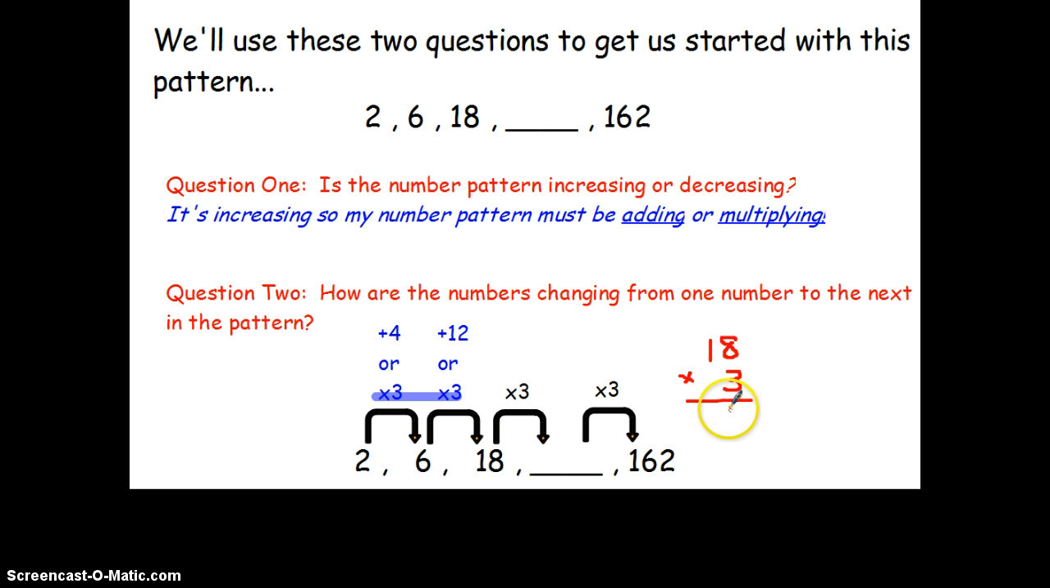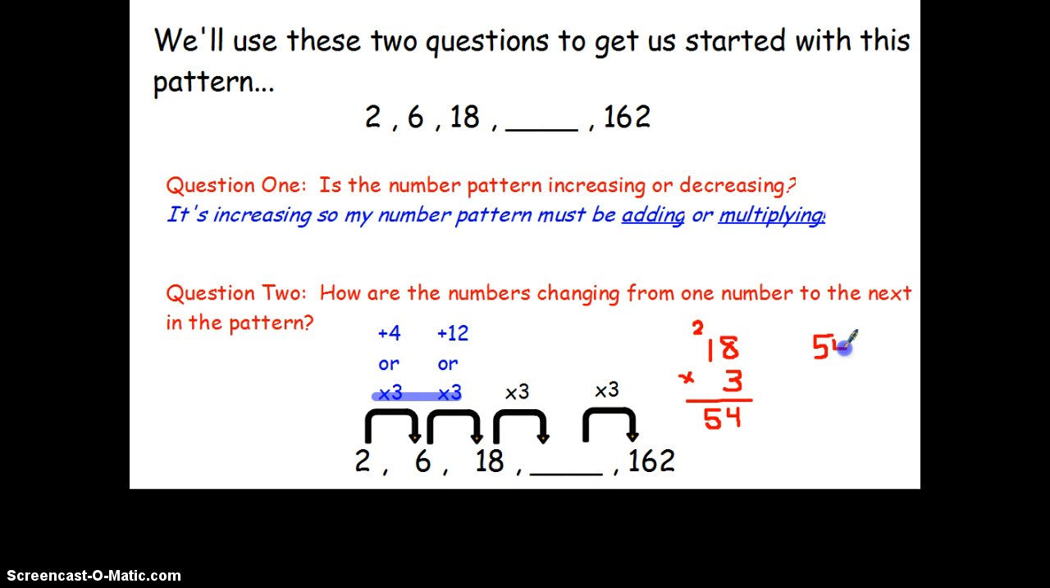Okay, so 8 times 3 is 24. We're going to carry my 2. 3 times 1 is 3, plus 2 more equals 5. So right now I'm thinking this number could be 54. And if it's 54, then I should be able to times it by 3 and get 162. So let's test it and see.